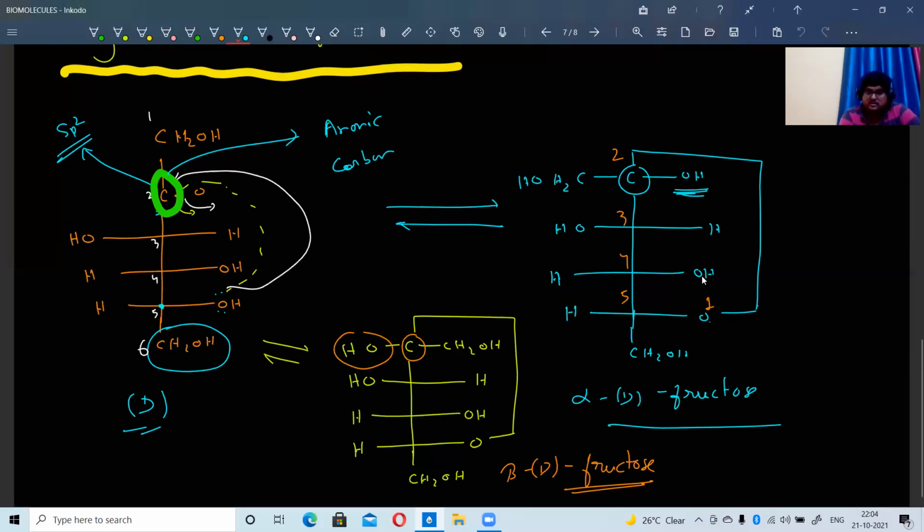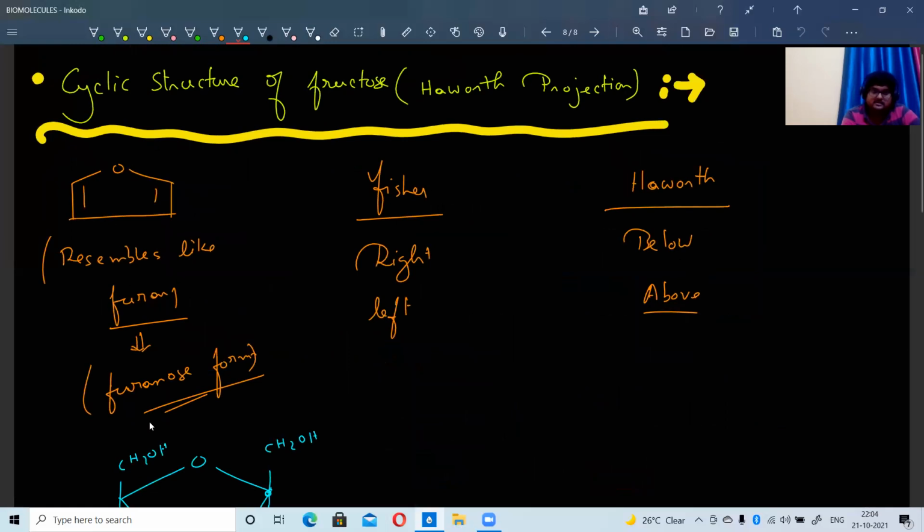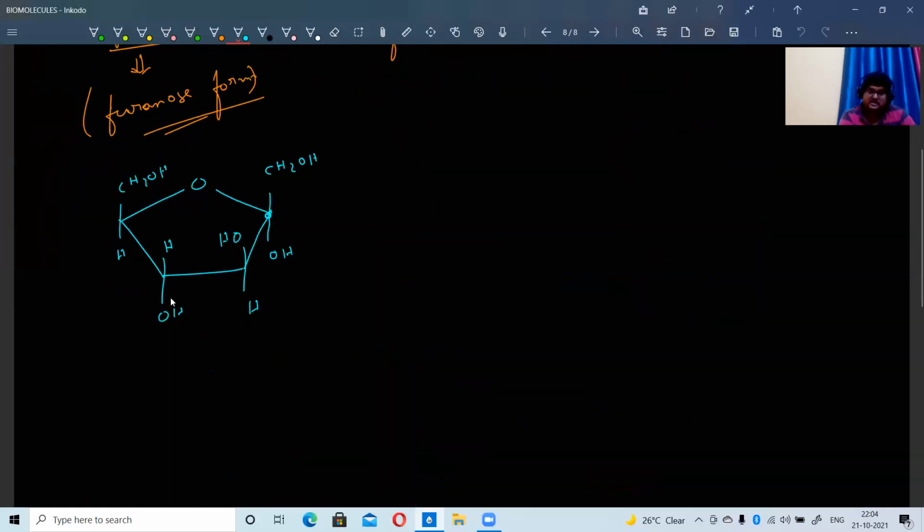For the third one, OH is on the left-hand side. Fourth one, OH is on the right-hand side. That's why it is drawn this way. Is it clear? This one is the alpha-D-fructofuranose form. Now what will be the beta structure?